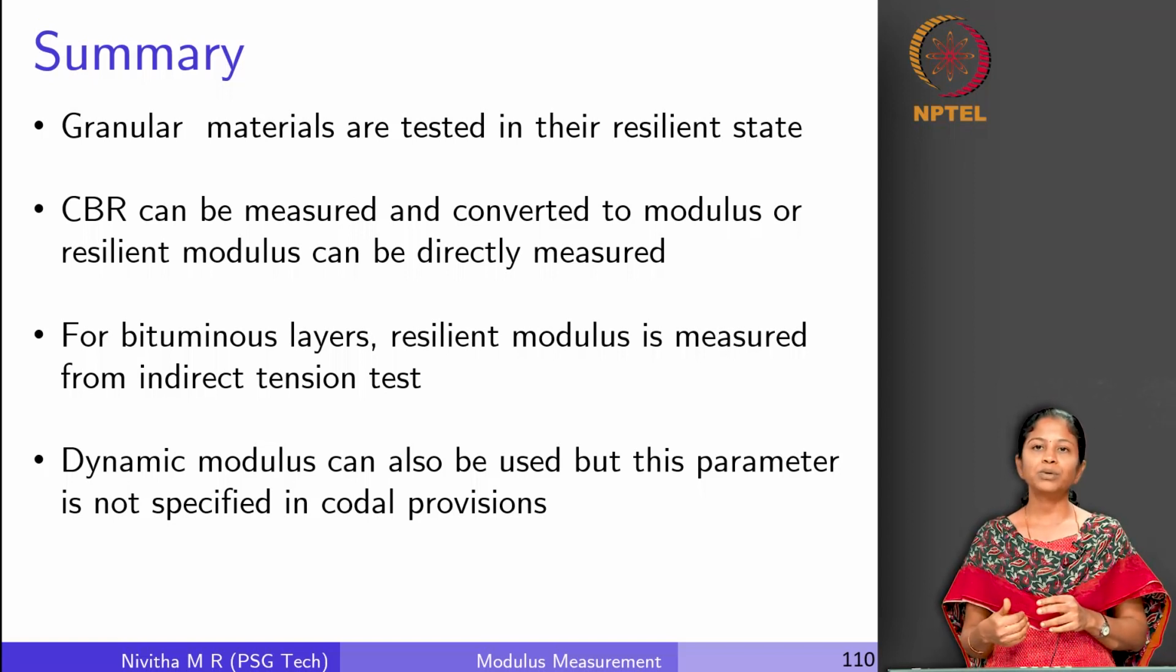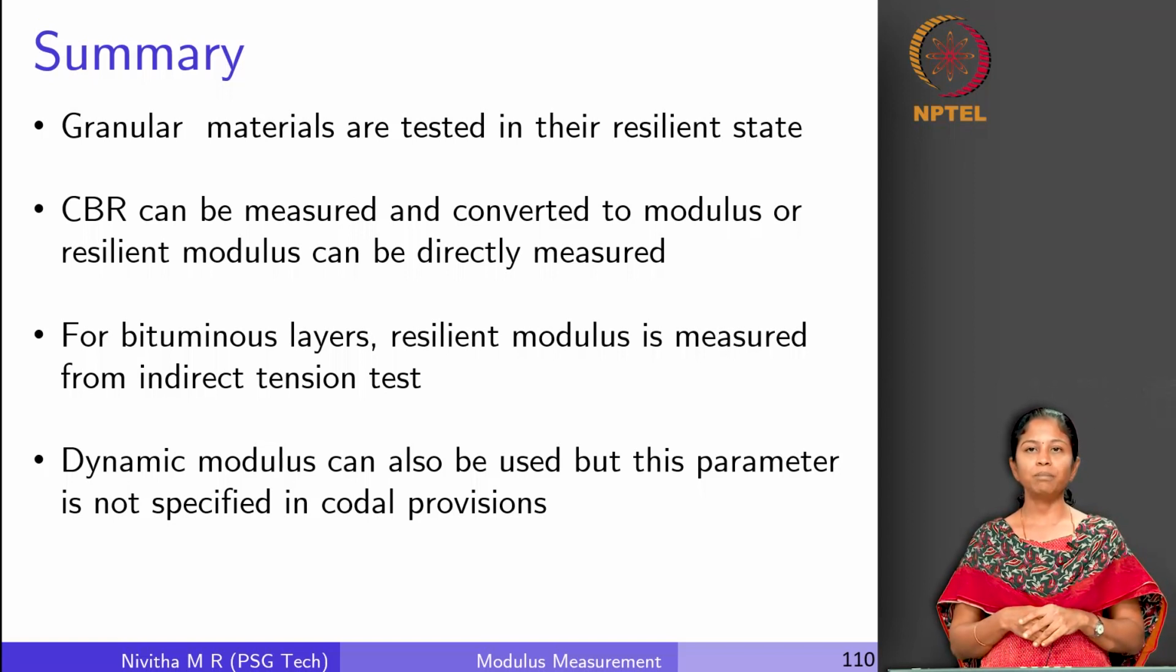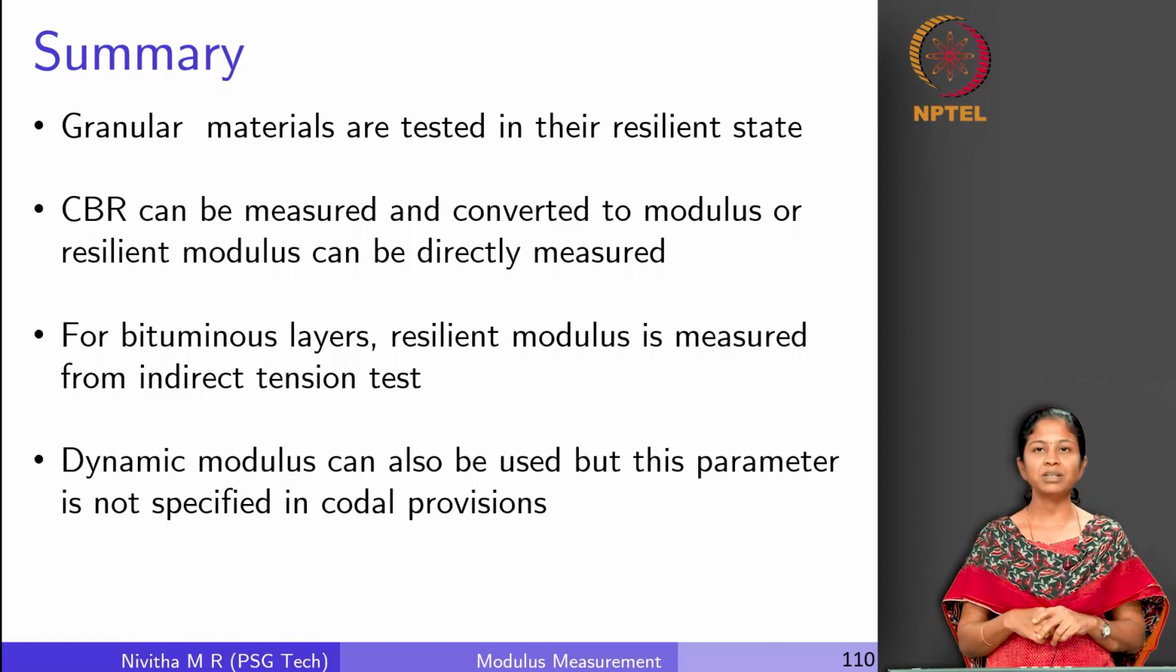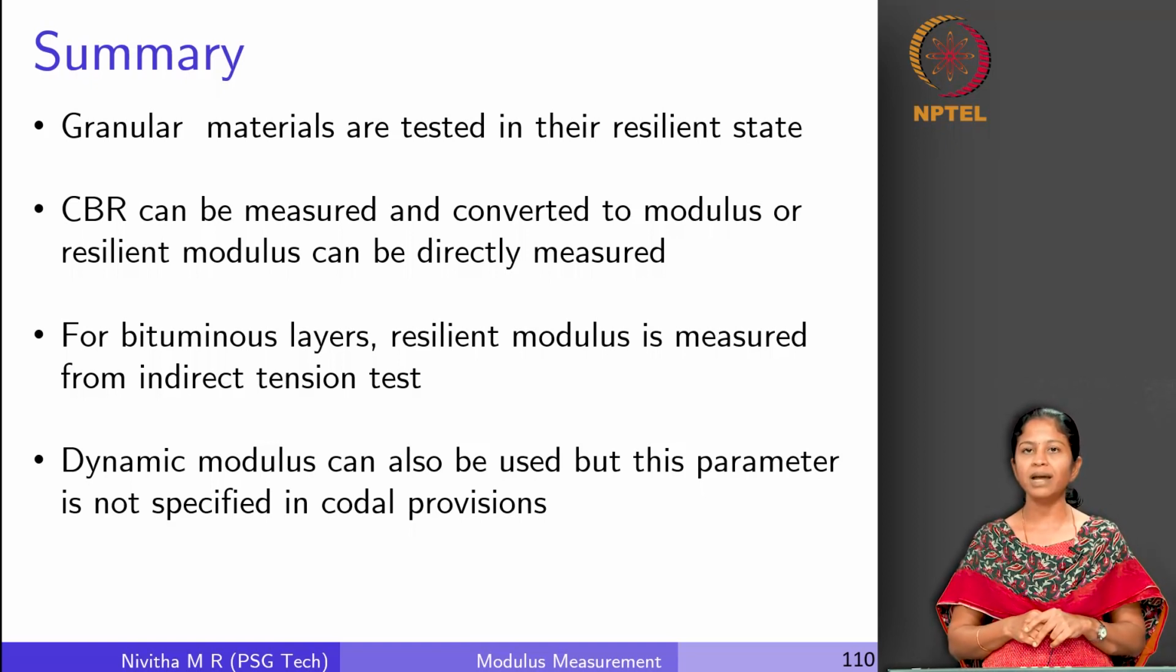Then we move on to the next case, which is for bituminous mixture. For bituminous mixtures, typically the resilient modulus is what is suggested in the IRC 37 codal procedure, and this resilient modulus is indicated to be different for different test temperatures and different grades of material. It is also suggested to follow the ASTM D4123 test procedure for measurement of resilient modulus.